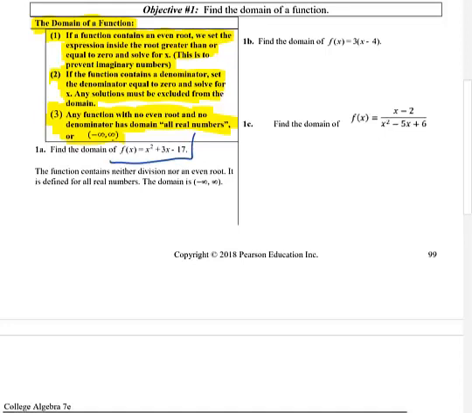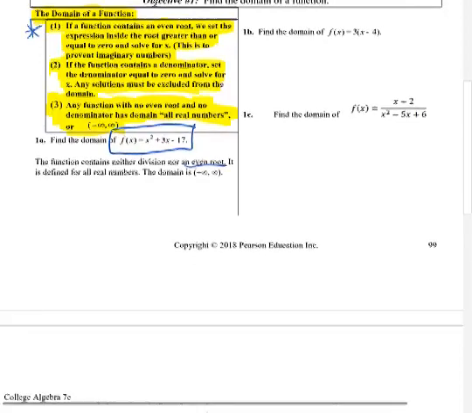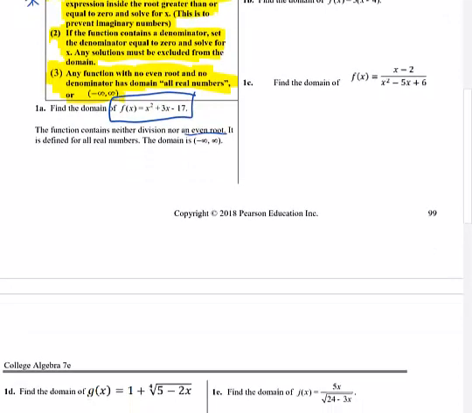First, they want us to find the domain of this cute little guy right here. f of x equals x cubed plus 3x minus 7. That's a cute little guy, right? So find the domain. Well, I go through this list here. The first step says, if the function contains an even root, you do something or other. But there's no even root, so I don't have to worry about that. Also, they say, if it has a denominator, then you do this other thing. But there's no denominator either, or no division, either way.